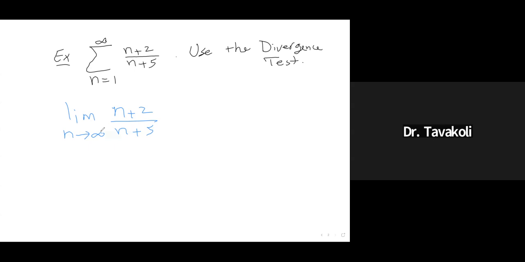As you have seen before when we discussed the limit of such terms, we just keep the term with the highest power from the top and the term with the highest power at the bottom, and n over n is 1, and this is not 0. So based on the divergence test, for sure we can say that sigma of (n plus 2) over (n plus 5) is divergent.